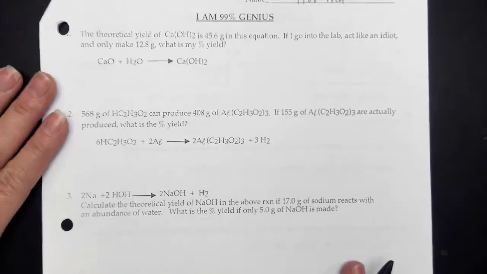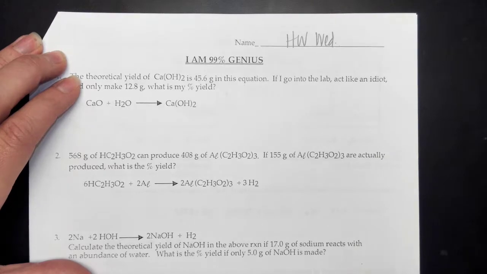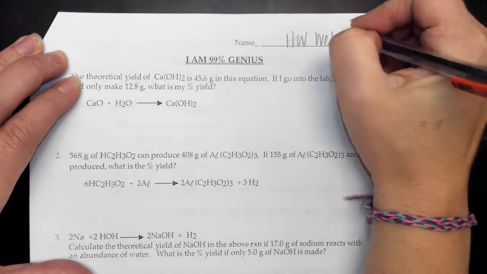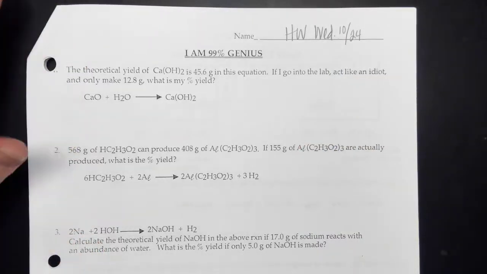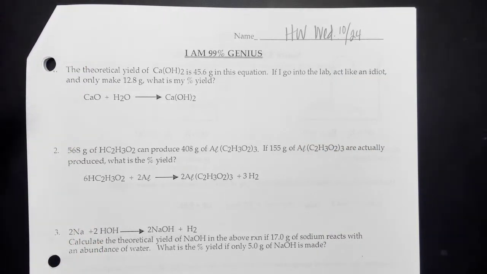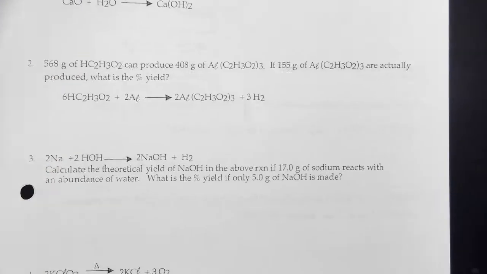Okay, so we're in your 99% Genius worksheet. This is your homework for tonight, Wednesday, 10/23/2024. On each of the worksheets that will be homework, we're going to do a couple of them all together. So let's look at number 2.